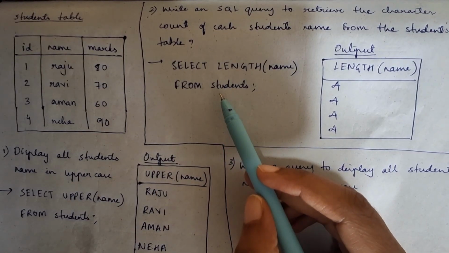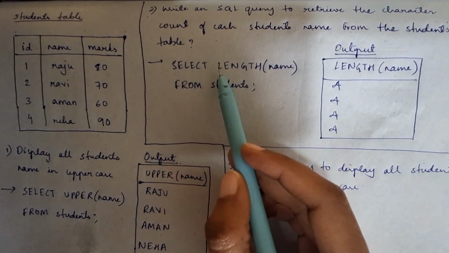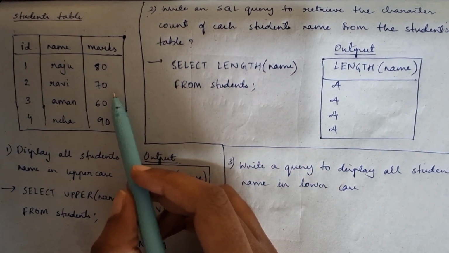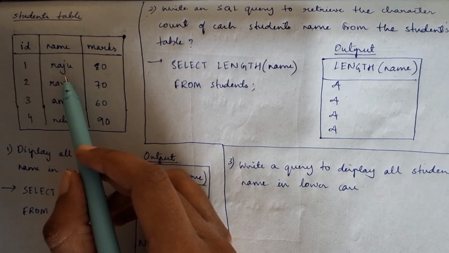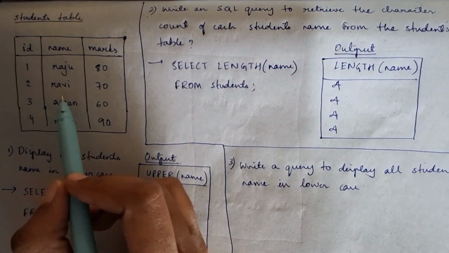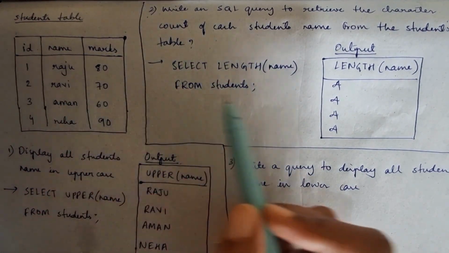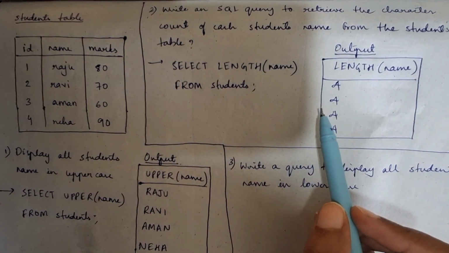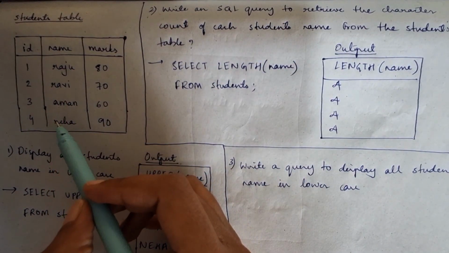Now we will understand how SQL executes this query. SQL goes to the students table. It takes the first row's name and calculates its length. And then it goes to the second row and does the same, that is, it finds the length of the second name. This continues for all the rows.